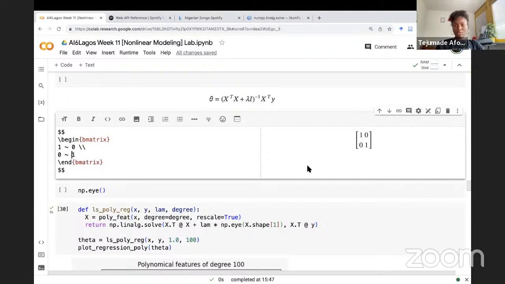So the identity matrix just gives you 1 on the diagonal and zeros off the diagonal. Or have I forgotten the identity matrix? It should be 1 on the diagonal and zeros off the diagonal.